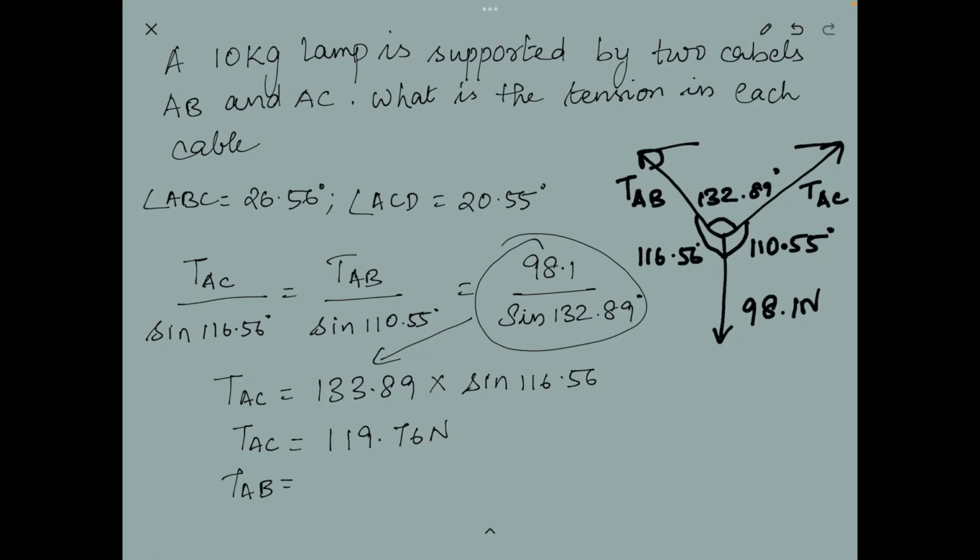we will have 133.89 times sine of 110.55. So TAB will be 125.37 newtons. So these will be the tension forces acting on the cables which are supporting the lamp with mass 10 kg or with weight 98.1 newtons.